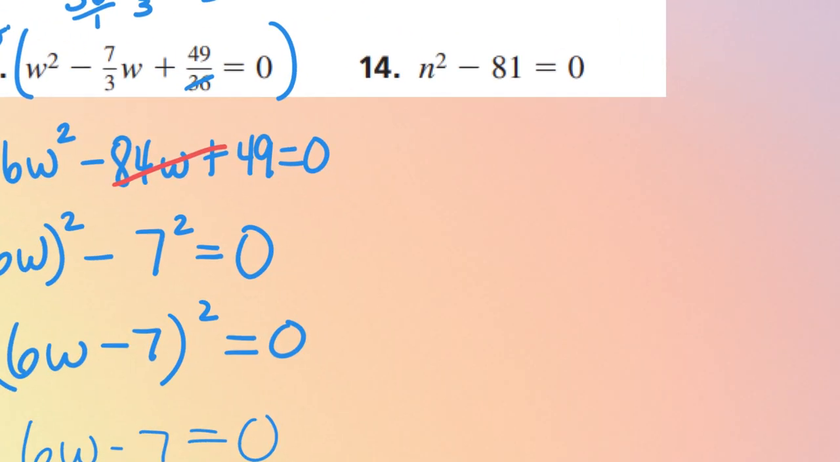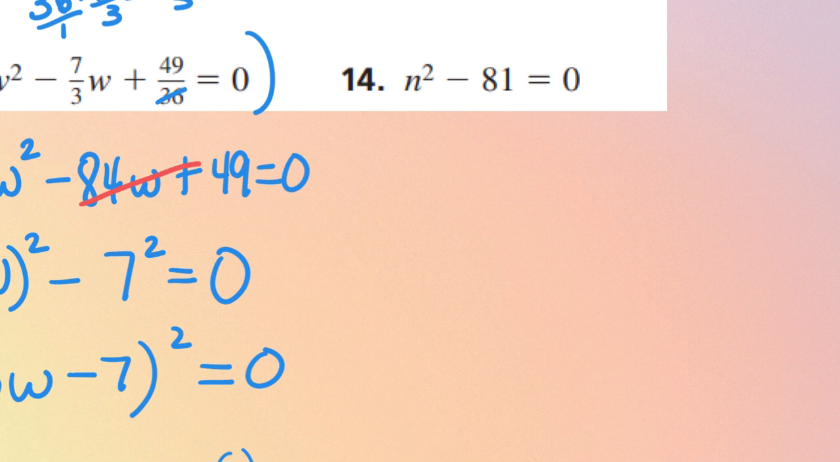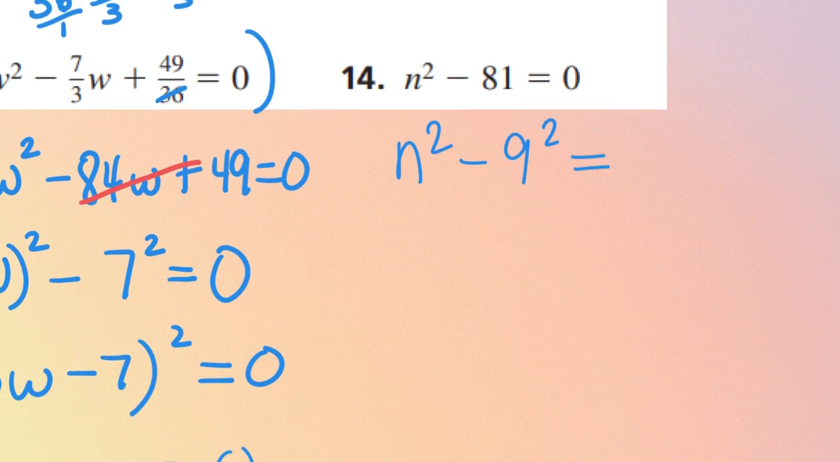Number 14, again, I have n squared minus 81 equals 0. So I have n squared minus 9 squared, correct? Because the perfect square of 81 is 9 times 9. But I already know that this is a minus. I'm going to have a positive and a negative. So if I was to rewrite this, my answer will be n minus 9 times n plus 9 equals 0.